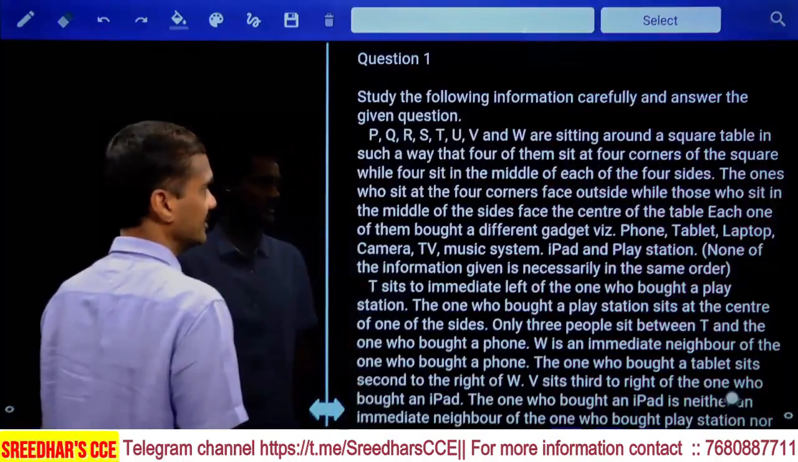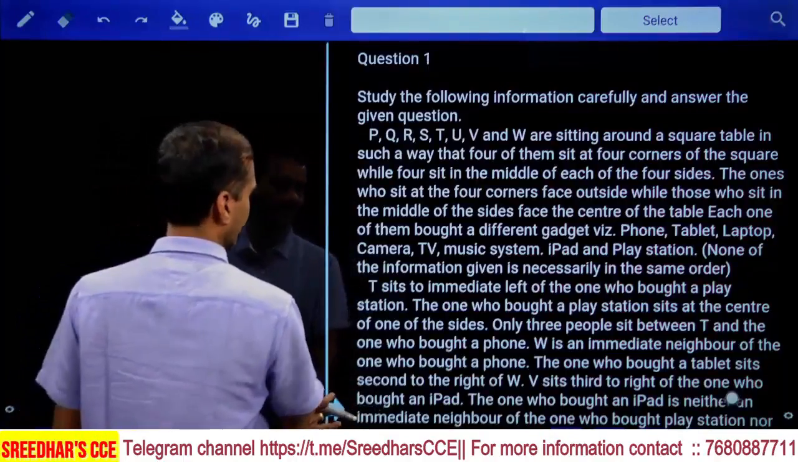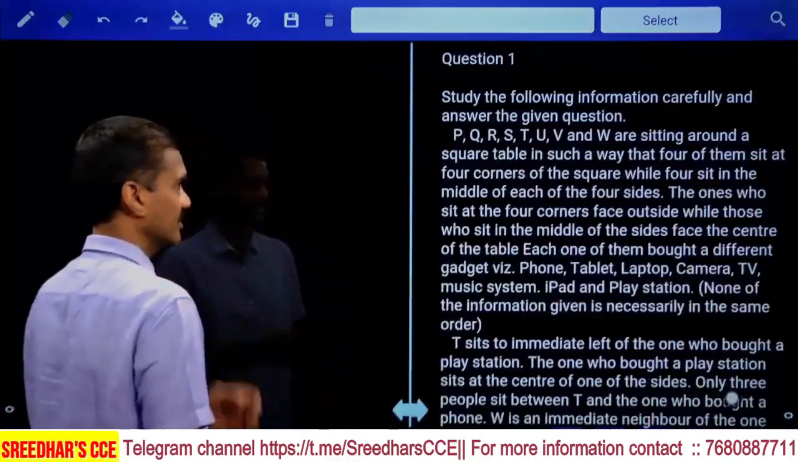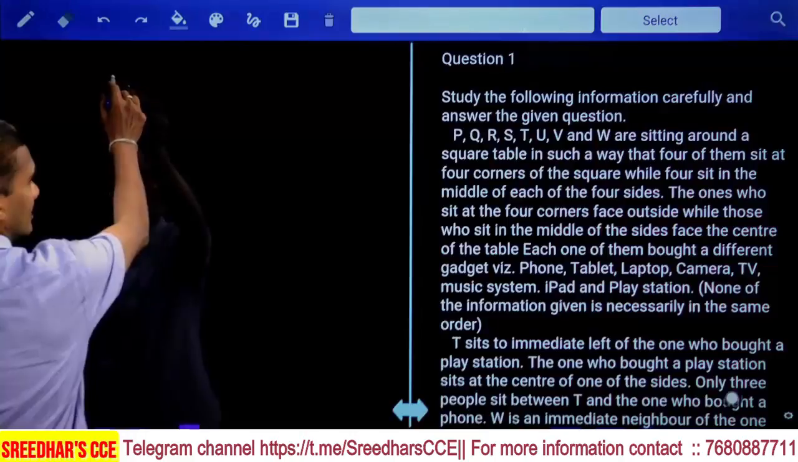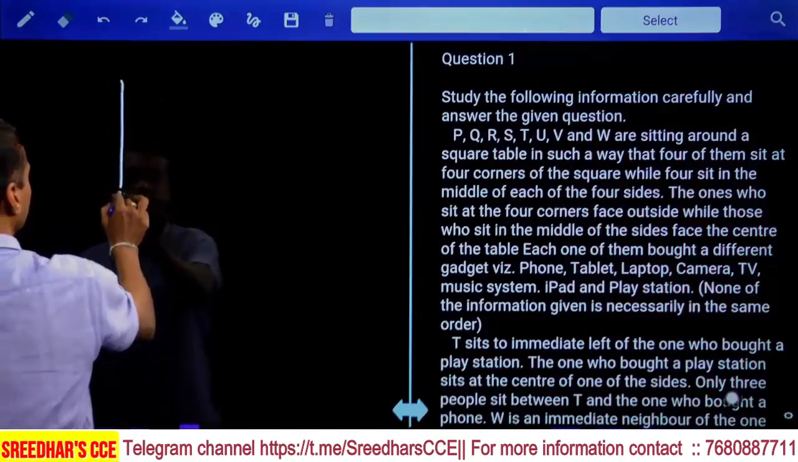Now it is based on seating arrangement. How many persons are there? 8 persons are seated around a square table. Tell me who are those 8 persons? P, Q, R, S, T, U, V, and W are the 8 persons seated around a square table.